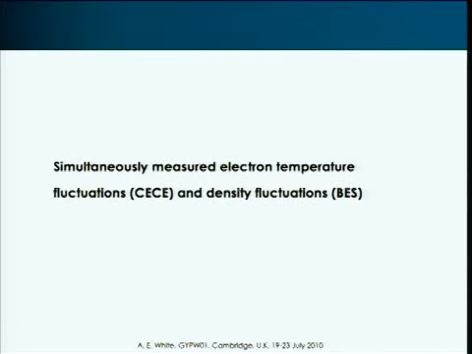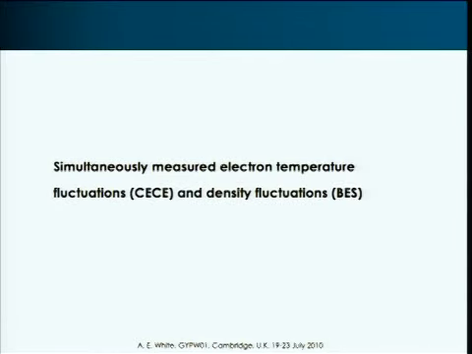has very significant electron temperature fluctuations that were roughly the same amplitude as the density fluctuations, but we hadn't yet measured them simultaneously. And so to do that, we wanted to prepare an experiment to let us compare very directly the BES measurements of density fluctuation levels and the CECE measurements of the electron temperature fluctuation levels.